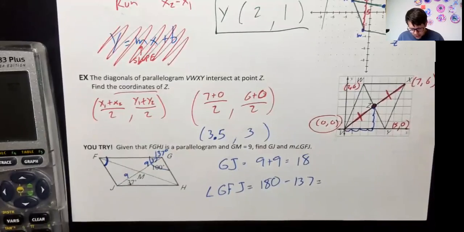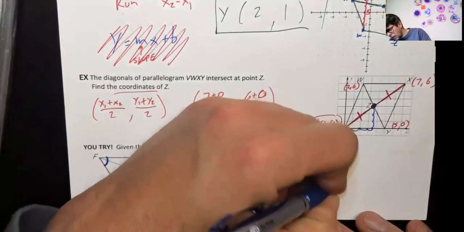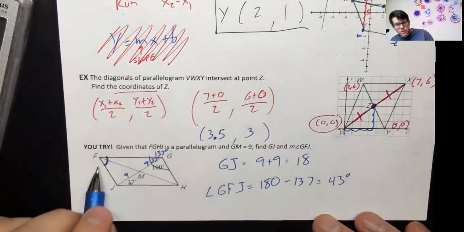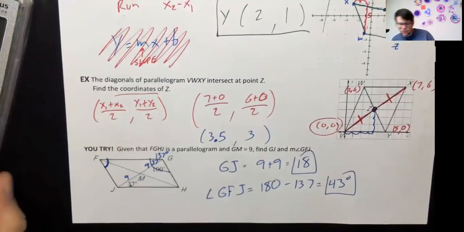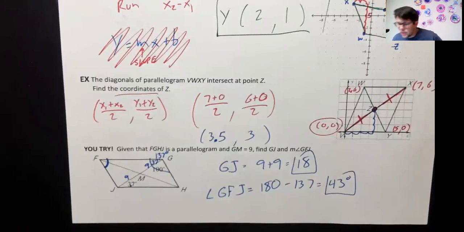So 180 minus 137 is going to give us 43. The angle measure that I was looking at was supposed to be acute, less than 90 degrees, and I get an answer that is also less than 90 degrees, so I'm feeling satisfied. Okay, that's everything that you need to know for section 7.2.